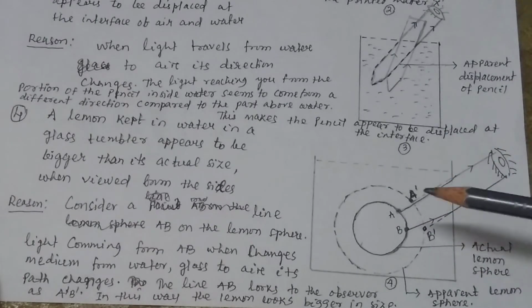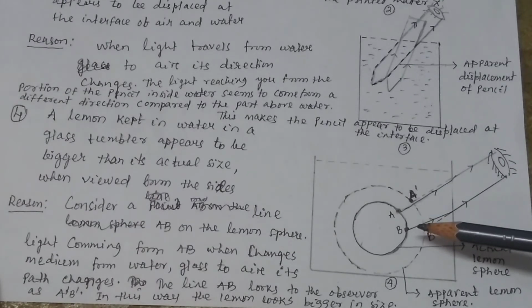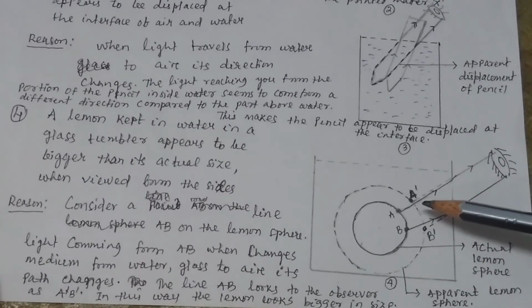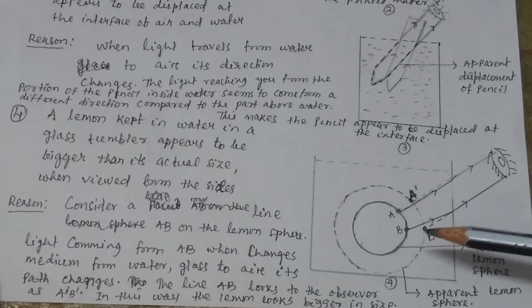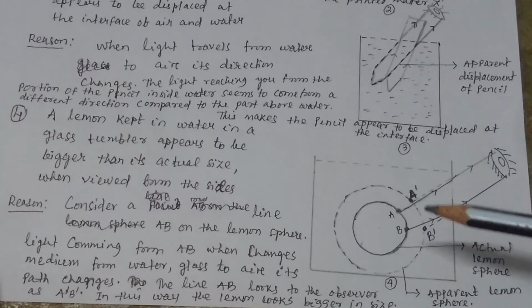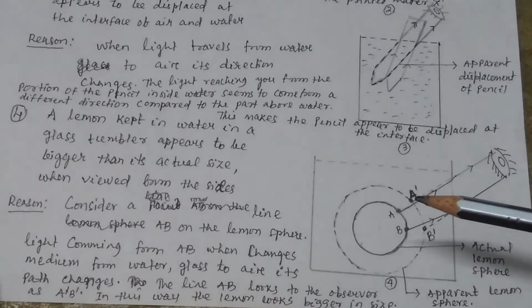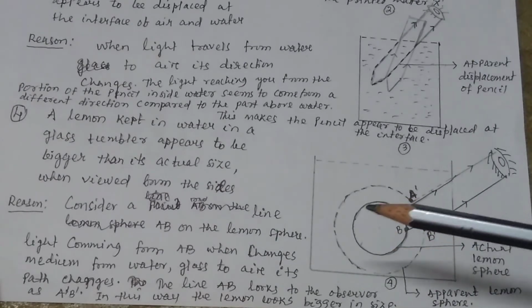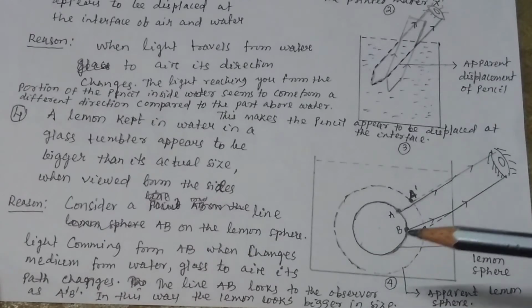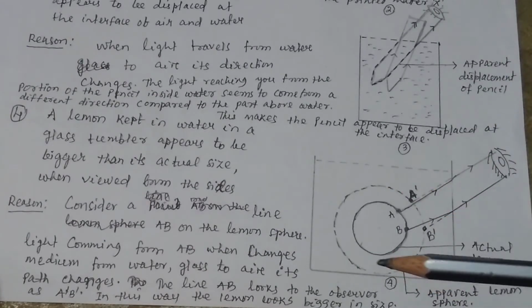Suppose you take any section AB. You take a line AB on the lemon. Light coming from AB, after refraction, will appear to come from A dash B dash. You see from the figure, light is coming from the water medium, then passes through the glass medium, then goes through into the air medium. If you trace the line in the backward direction, it will meet at A dash B dash. So for the line AB, its apparent image will be A dash B dash. Similarly, if you consider the whole real lemon sphere, its imaginary apparent sphere will be this one.